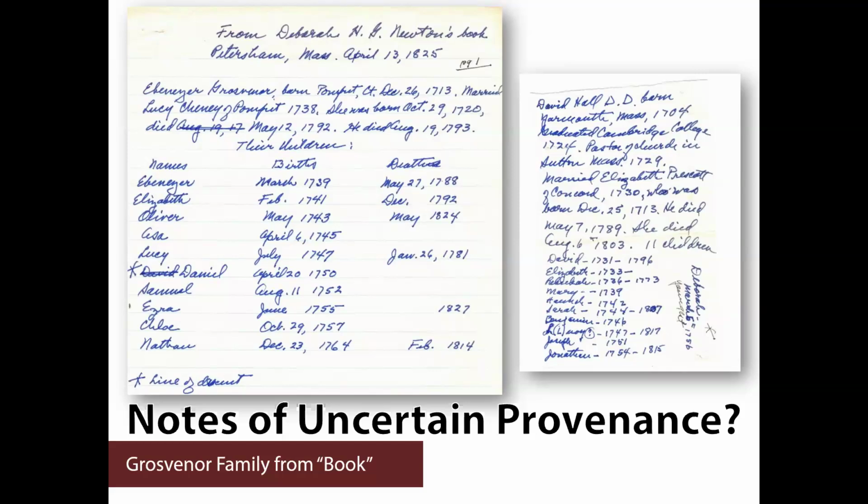The paper on the right-hand side was actually stapled to the first page of the Grosvenor genealogy. So for our purposes, we're just going to call this Maud's copy of D.H.G. Newton's material, because she likely went through the Grosvenor genealogy and copied out the relevant pieces, which is not that uncommon; you would have seen that in some early research.